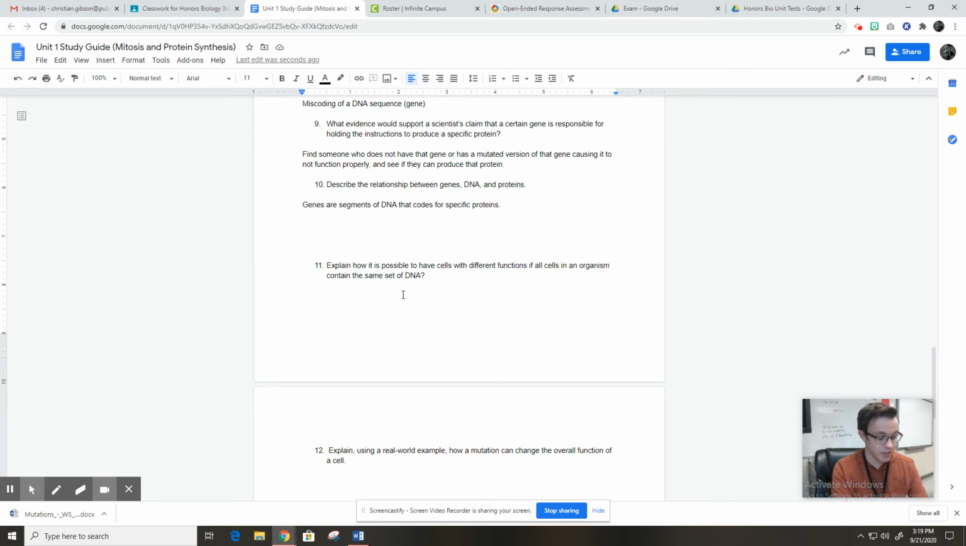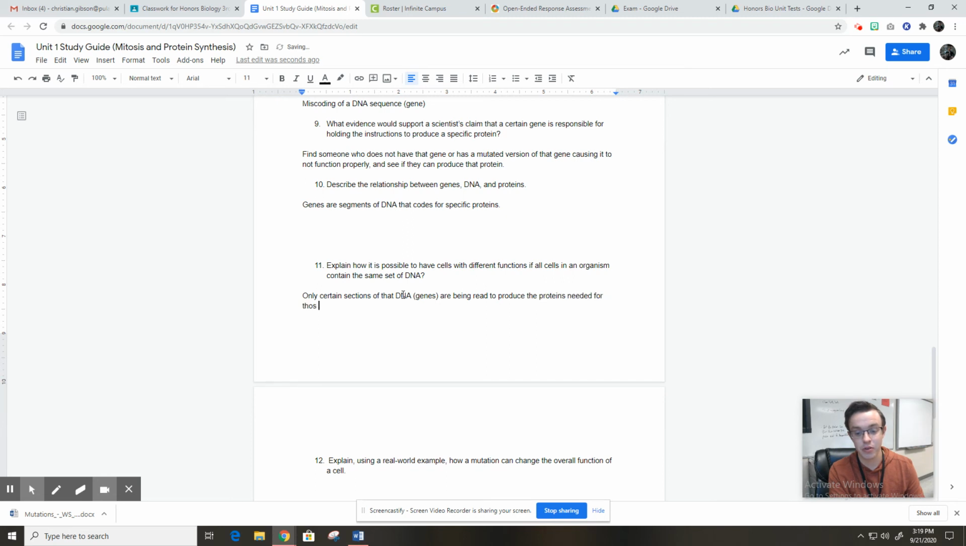same set of DNA, because only certain sections of that DNA, which we call genes, are being read to produce the proteins needed for those specific functions of the cells. Okay, so just like if you're working at that restaurant and your job is to cook dessert, you have all the recipes there to make breakfast, lunch, and dinner, but your job is to make dessert.